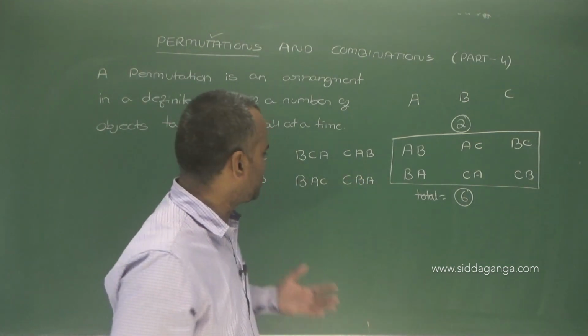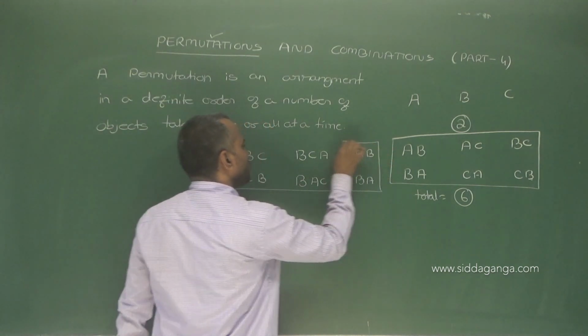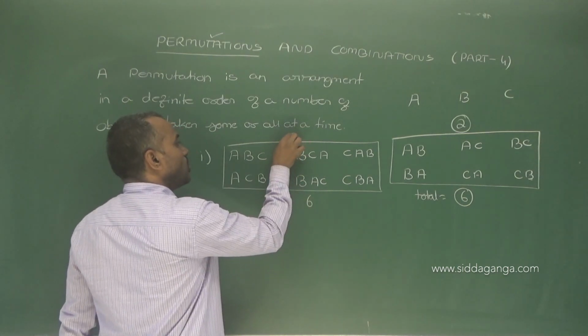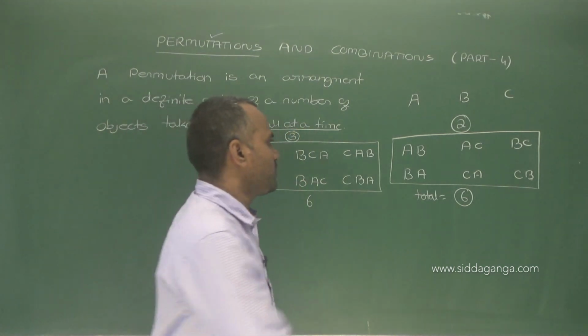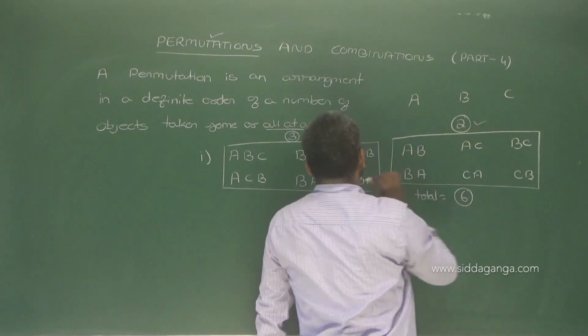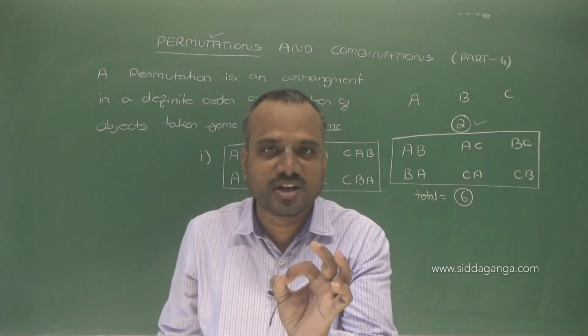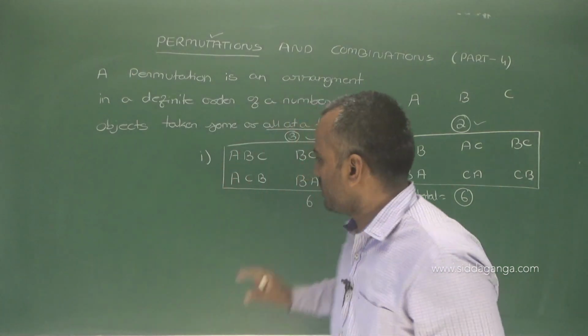Any other type of arrangement? So the total number of arrangements is 6. Here we taken all at a time, and earlier we taken two at a time. This is the definition, or the concept, of permutation.